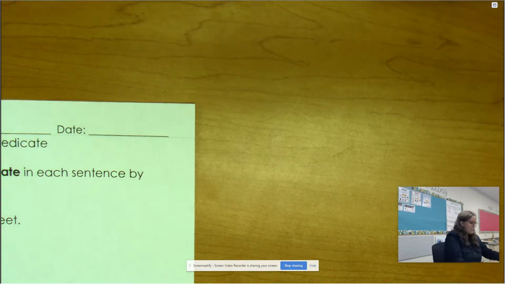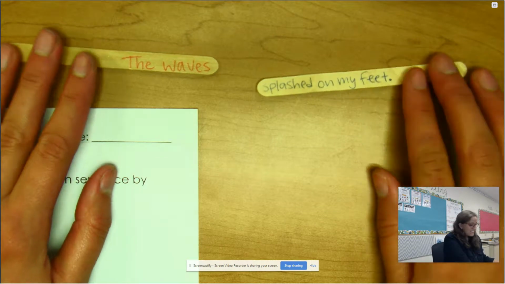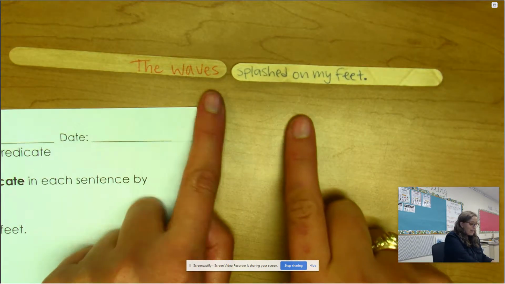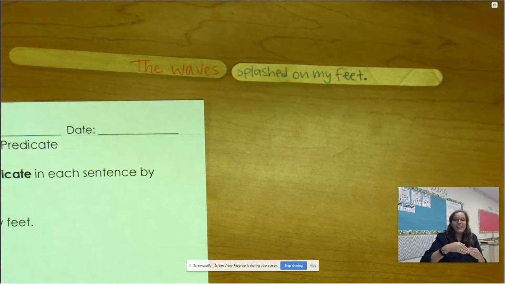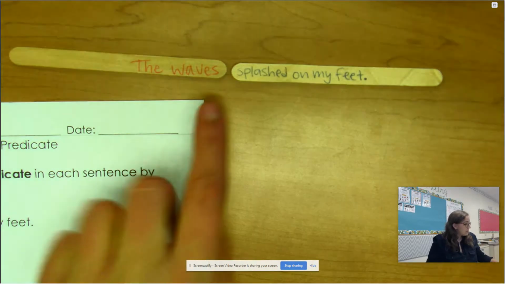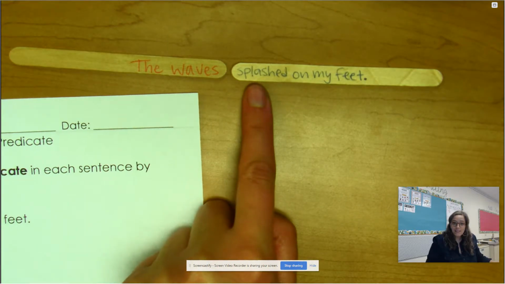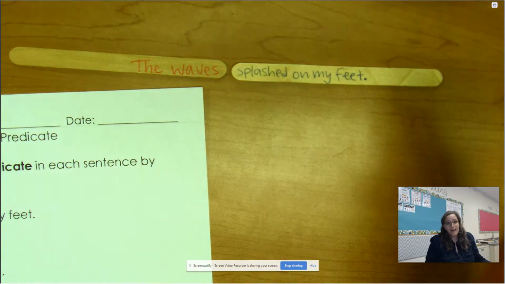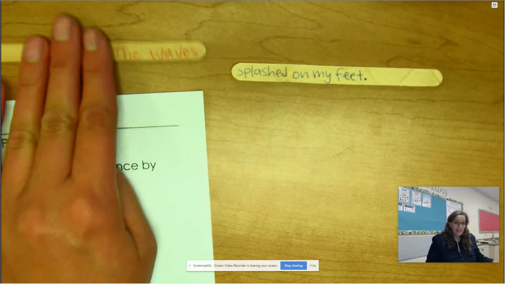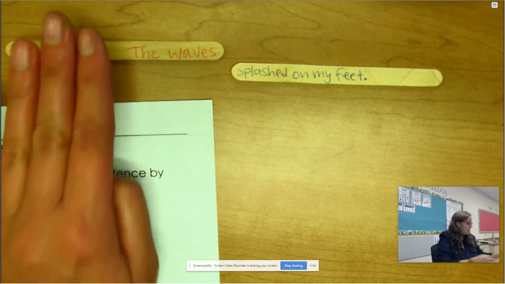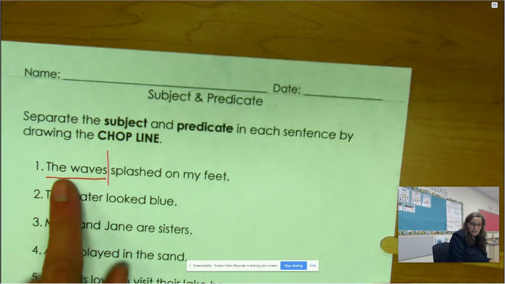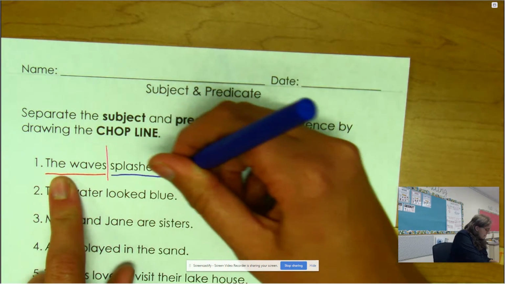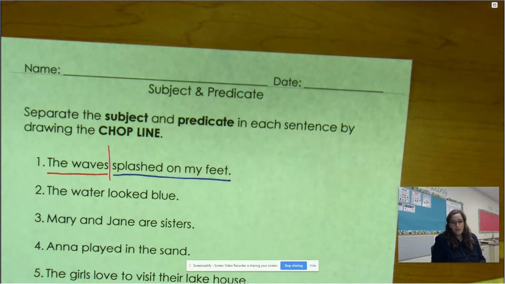So we have the waves splashed on my feet, right? So the waves is what it's about, and splashed on my feet is what the waves did. That was the action that the waves did in that sentence, okay? So splashed is our verb. That's our main verb of the sentence, and we know that that's in the predicate, right? And the waves is the subject. That's where we have our main noun of the sentence. So we have the waves as our subject. Splashed on my feet is the predicate, okay?